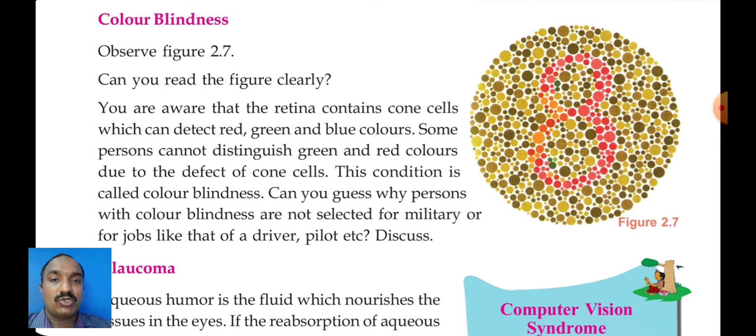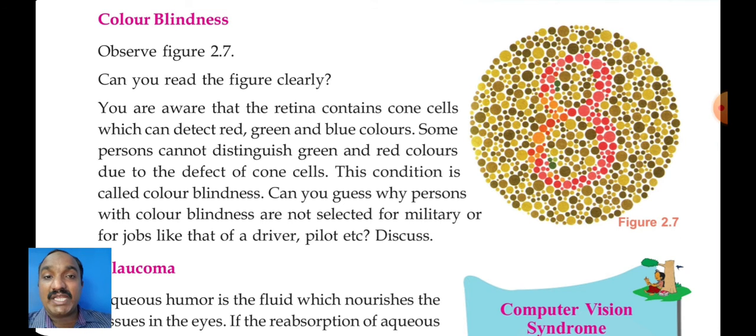Why? Because the driver post is related to signal lights. Red color is there, green color is there, yellow color is there. If the person is unable to identify red color, what will happen? If such a person is a driver, when the red signal blinks, he cannot identify that. He will go with the vehicle and there will be chances for an accident.